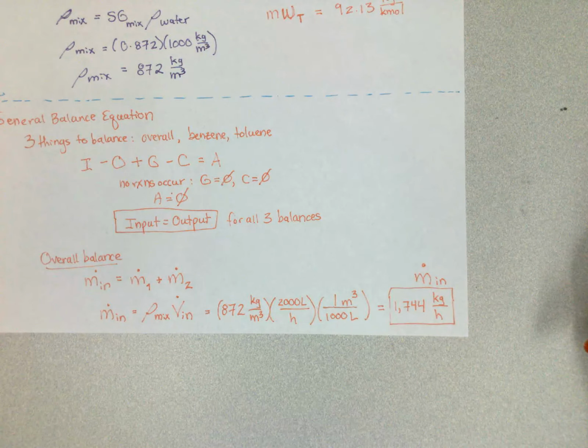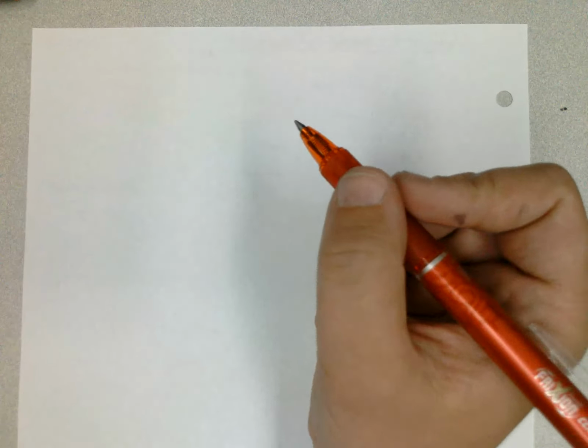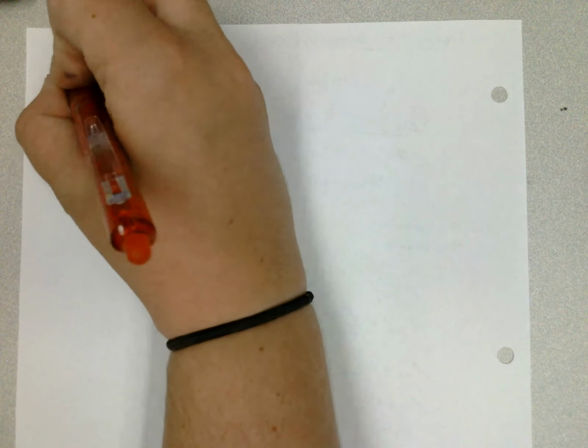So that's the overall balance, but that didn't help us get what we need. So we're going to have to do some balances on some other species. So let's flip over the page to do that and have a nice clean page for benzene and toluene. All right, so let's first write our balance for benzene. So let's do our benzene balance.